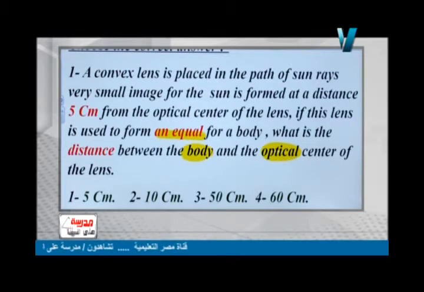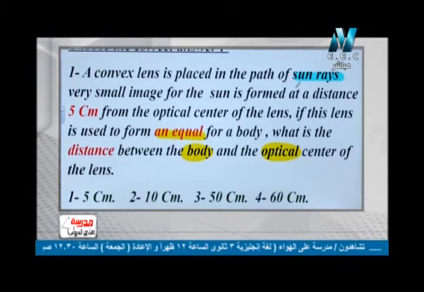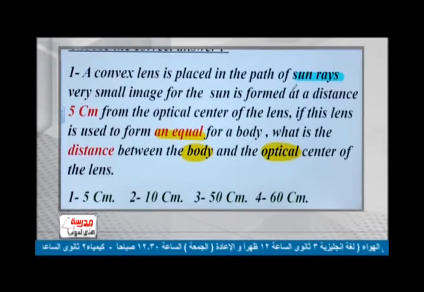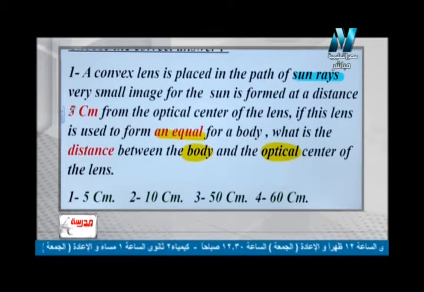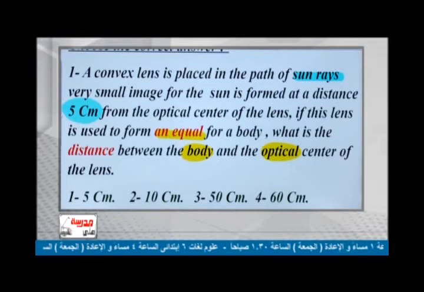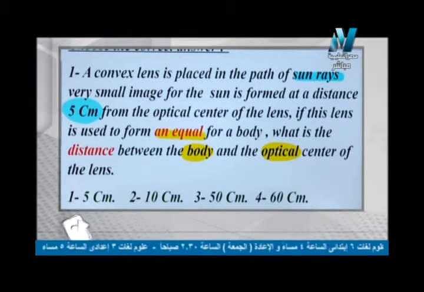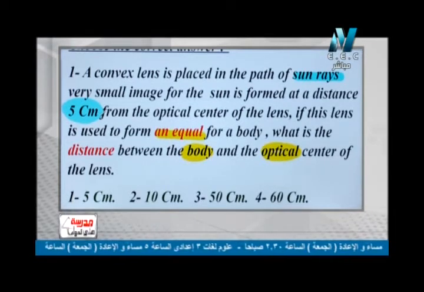Here the first point in this question is sun rays. So with sun rays we have a very far object, so the image is formed at the focus. So the focal length equals 5 centimeters. We have this case in lesson 1: for a very far object we don't draw the object, we draw 2 parallel light rays, and these light rays intersect at the focus. So here the focal length equals 5 centimeters.